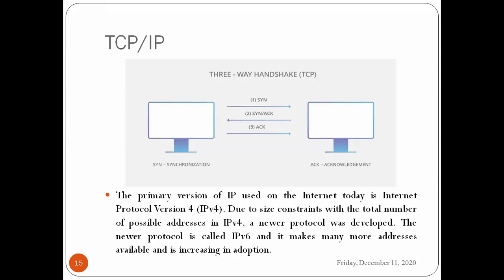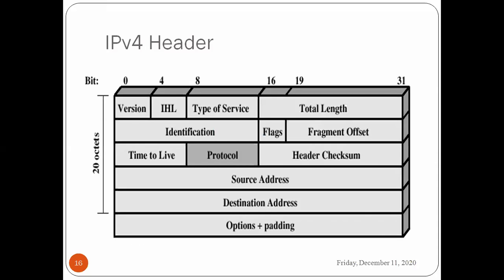The primary version of IP used on the internet today is Internet Protocol version 4, that is IPv4. Due to the size constraint with the total number of possible IPv4 addresses, a newer protocol was developed. The newer protocol is called IPv6, and it makes many more addresses available. So what are the things we will see? First we will see what is IPv4. So this is the IPv4.